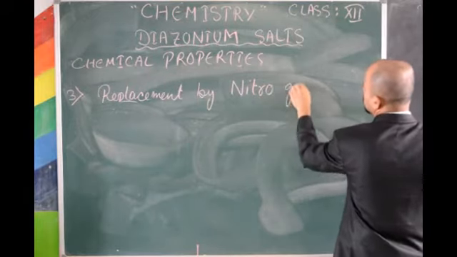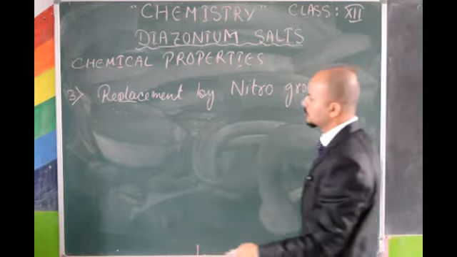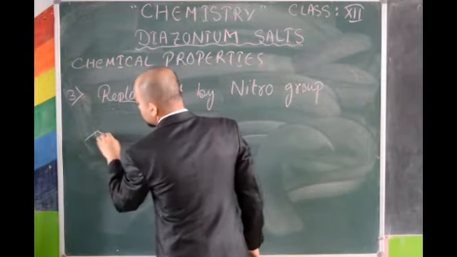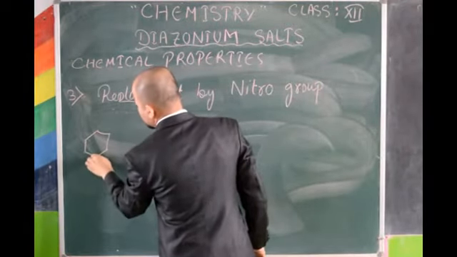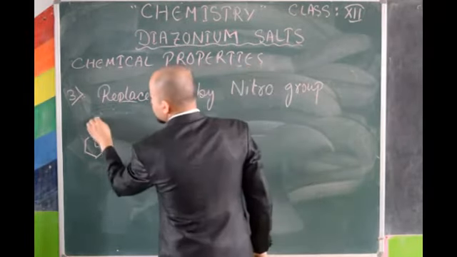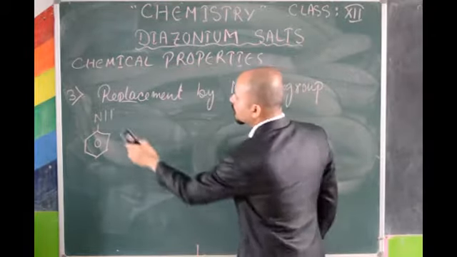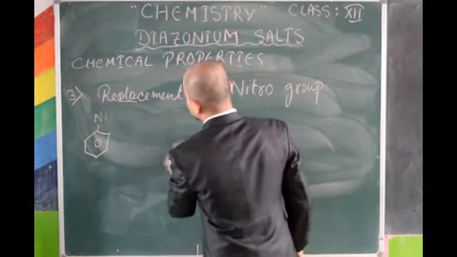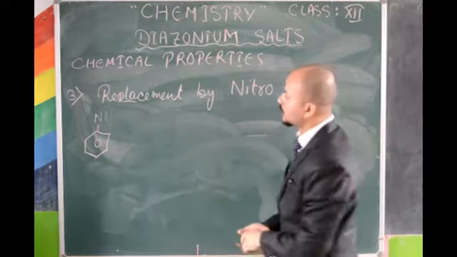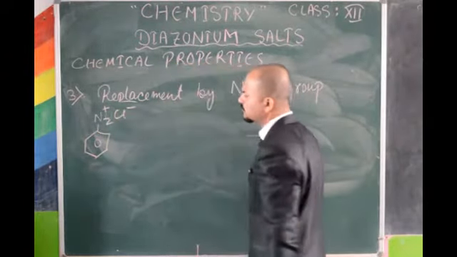Nitro group, that is NO2. Now here you need to know the names and formula of certain new compounds. N2+ Cl-, this is benzene diazonium chloride.